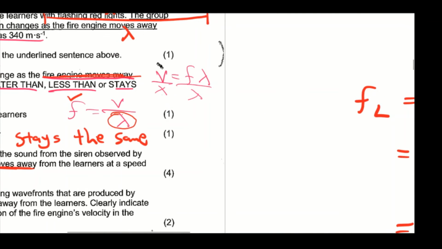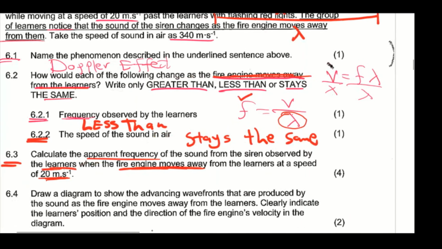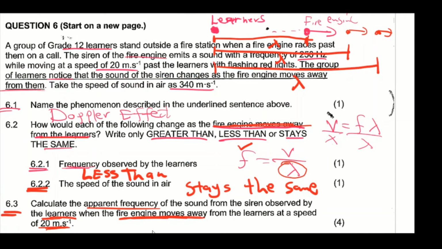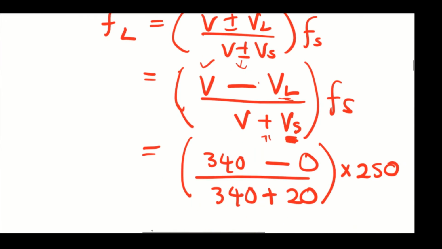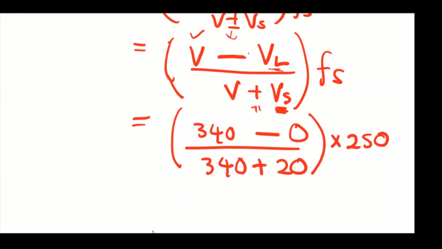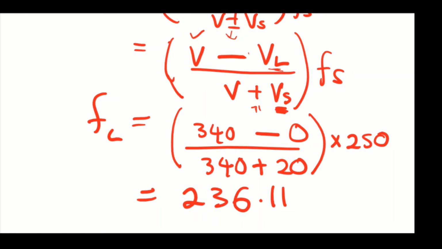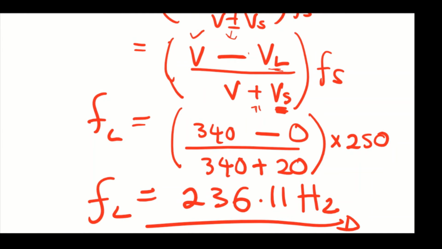The statement above, we were given the frequency of sound. So this is the frequency we're given as 250. Then now you're going to find the frequency of the listener, right? If you punch your calculator, you should get 236.11 hertz. So this is the frequency of the listener.